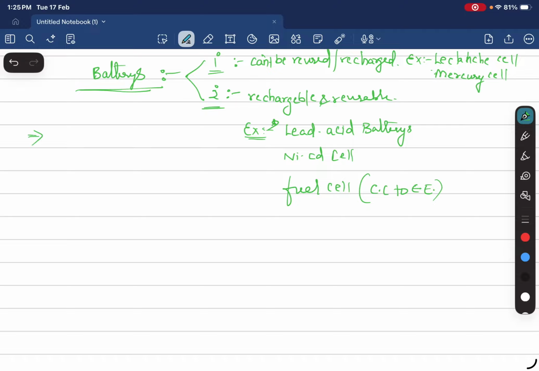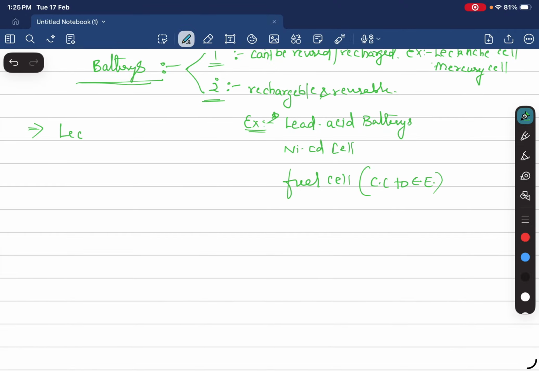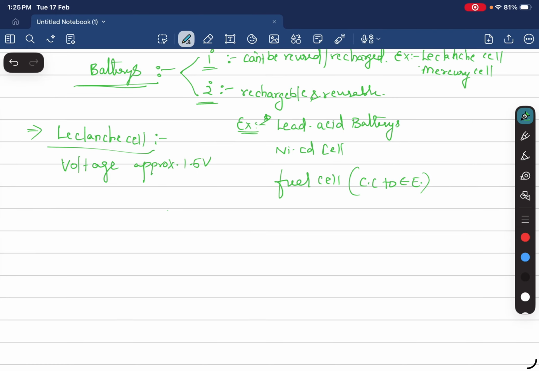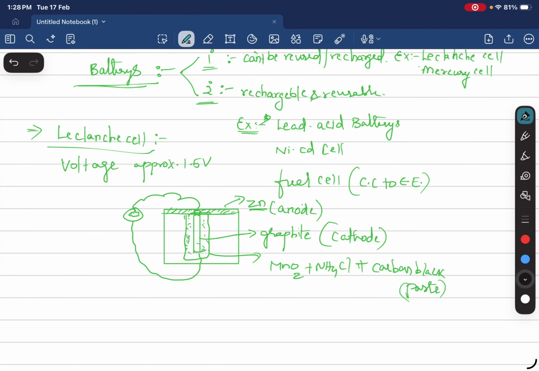So coming to the first one, the Leclanché cell. Its voltage is approximately 1.5 volt. So here how it will be: the outside layer is Zn, which acts as anode. The inside rod is graphite, which acts as cathode, and the electrolyte is MnO2 plus NH4Cl and carbon black.